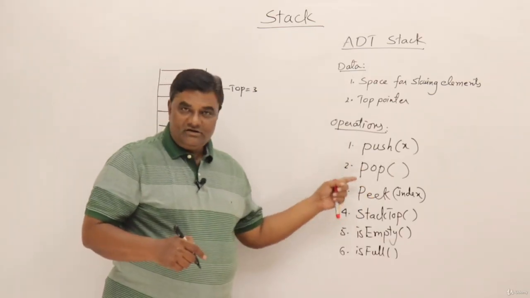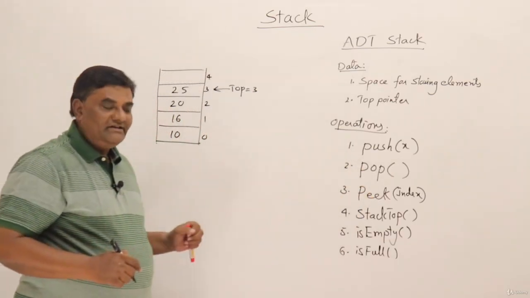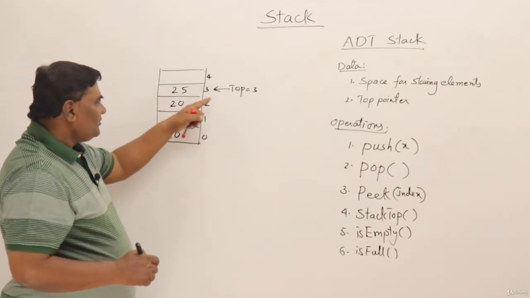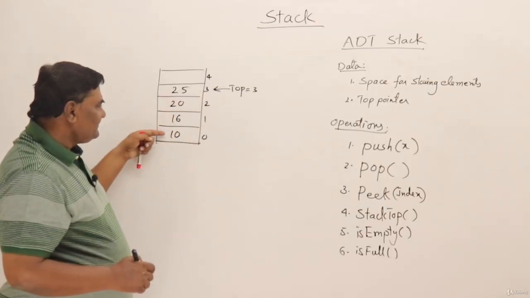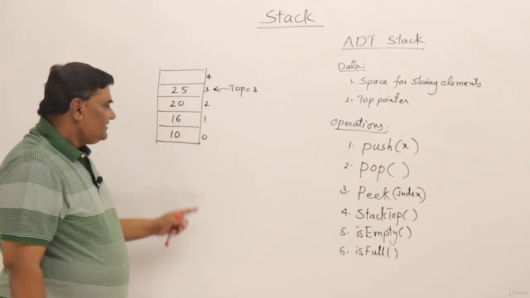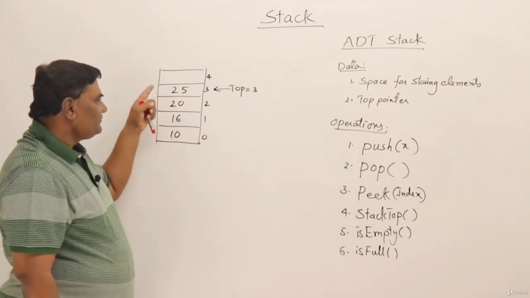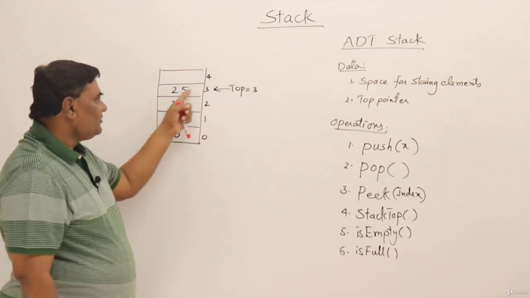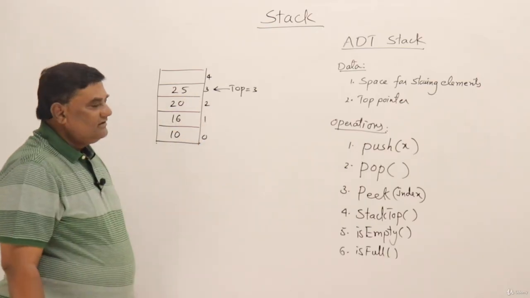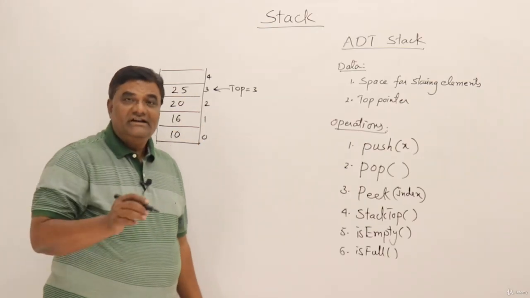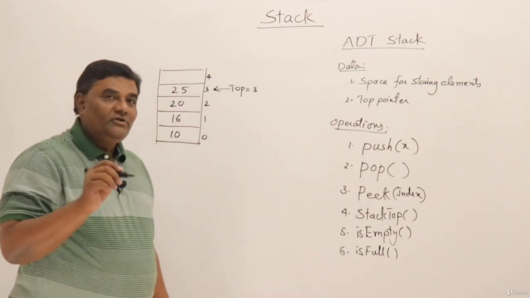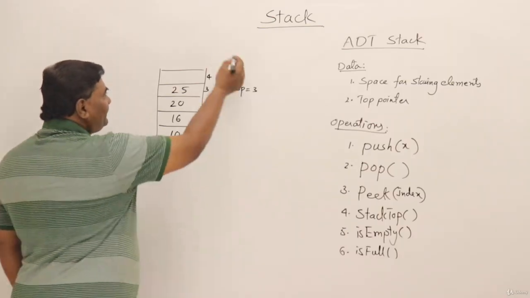So let us see all the operations. I have taken an example here. Suppose this is a stack and this is the topmost value I have inserted, and these are the values already present. The first value that I inserted was 10, then 16, then 20, then 25. So the recently inserted one is 25, so top is pointing here. Now what does push mean? Inserting a new value. Suppose I want to insert 30. So insert it from the top.